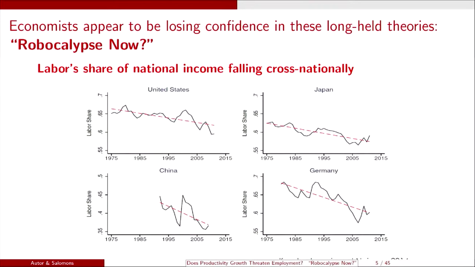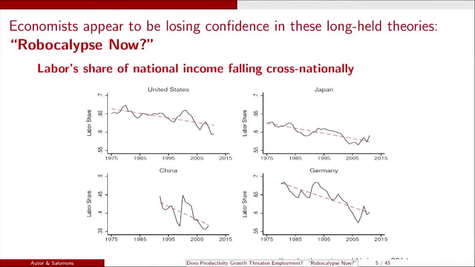I would say that economists are losing confidence in these long-held theories. More and more we see economists saying this time could be different. Sort of exhibit, the first horseman of the robocalypse, I would say, is that labor's share of national income is falling across a large number of countries. Perhaps this is the first evidence that machines are, in fact, wholesale eliminating the value of labor in the economy.